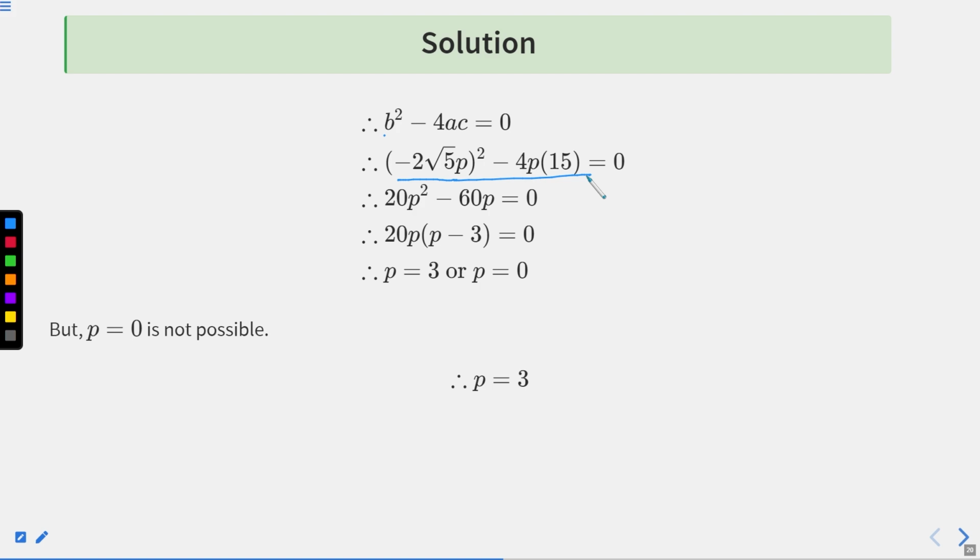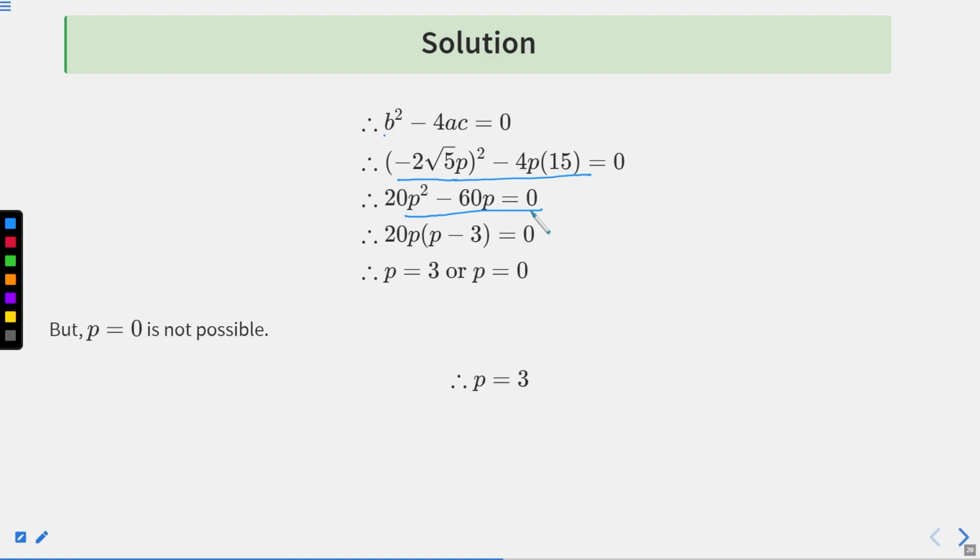We get this by using the condition for real equal roots: the discriminant b square minus 4ac is equal to 0. After putting the values of a, b and c, we get this equation: minus 2 times root 5 p whole square minus 4 times p times 15 is equal to 0. And after simplifying we get 20p square minus 60p is equal to 0.